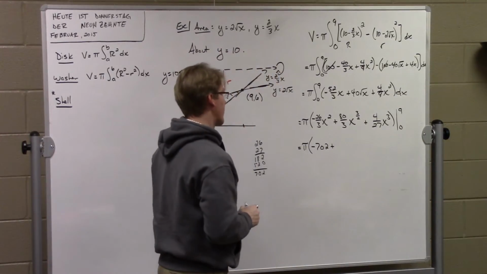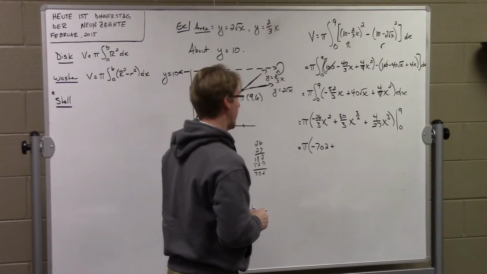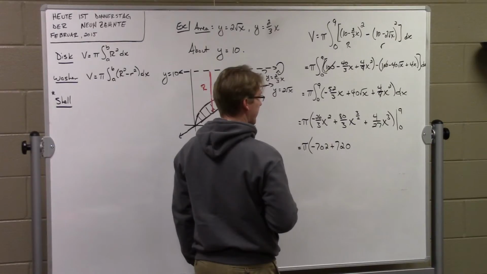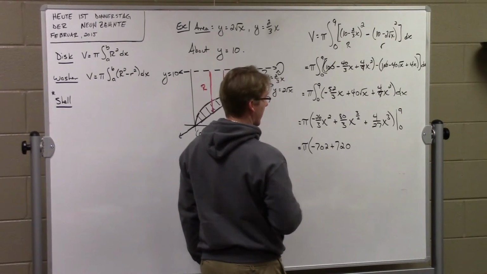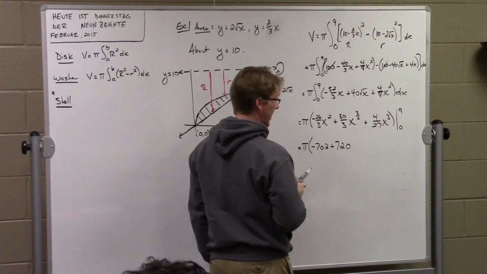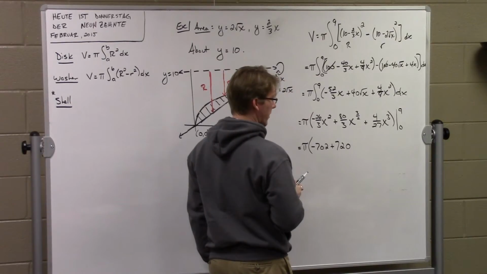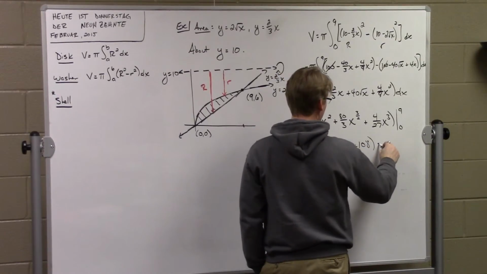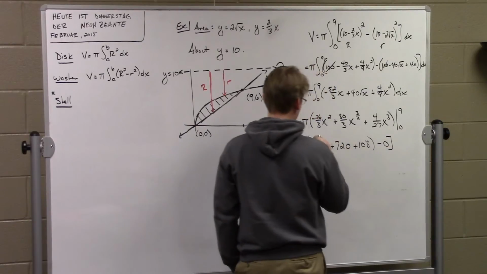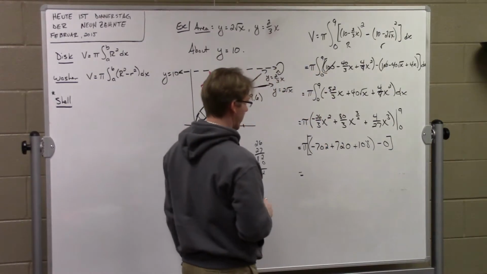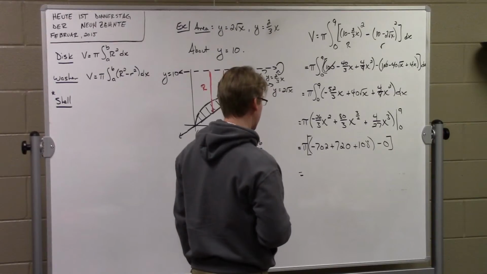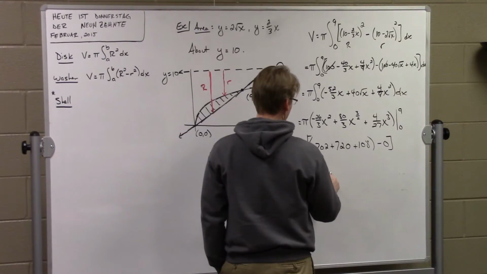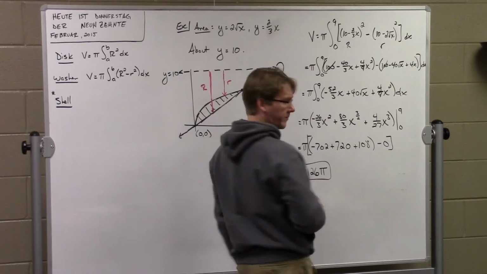Alright, 9 to the 3/2 is gonna be 27. 27 over 3 is 9, that's 720. I think that one's right. Okay, hang on. 9 cubed, 9 squared is 81, 81 over 27 is 3, 9 times 3 is 27, 27 times 4 is 108, I think. And then minus 0. Alright, so we're gonna get, what was that, 18, and so 126 pi. That's my guess, and I'm sticking with it.